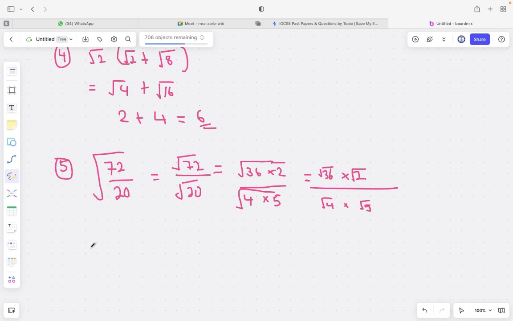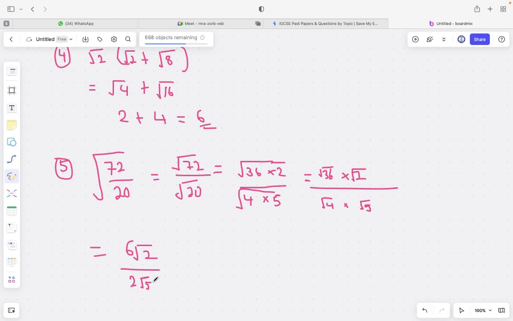So the next step for us, what's the square root of 36? We get 6, right? So 6 times root 2 is 6 root 2 at the top. All over the bottom, what's the square root of 4? You get 2. 2 times root 5 is 2 root 5. So our answer will be 6 root 2 over 2 root 5.